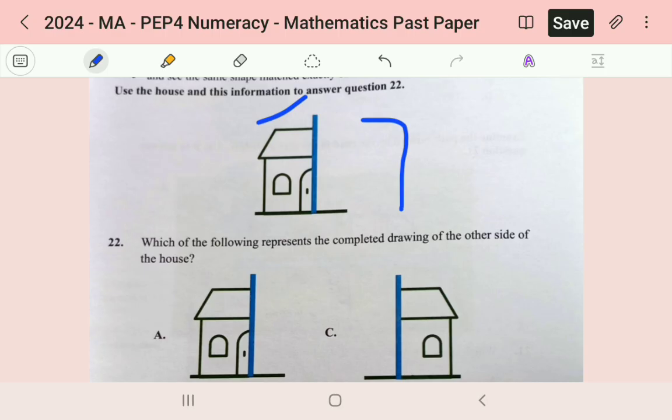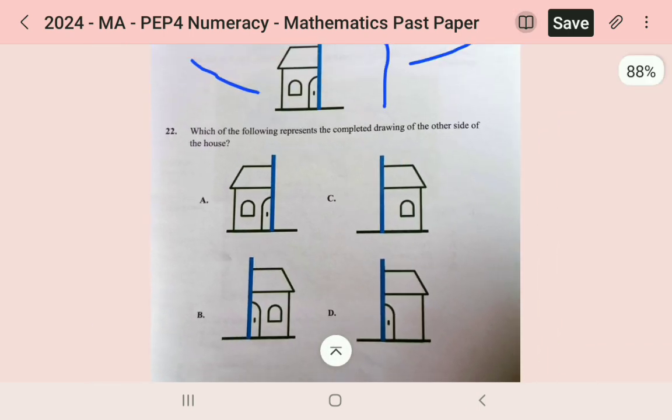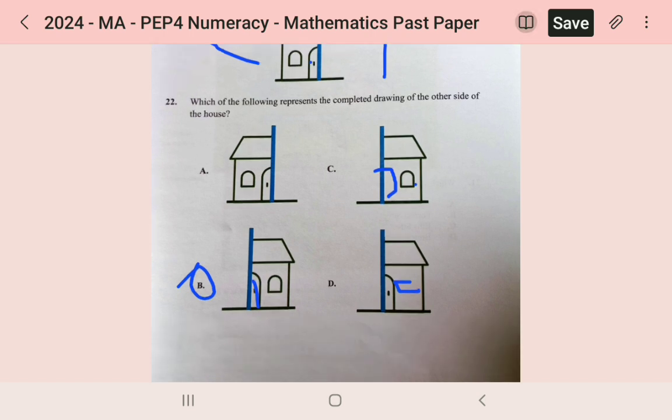Alright, this is the side you're working with. This side must look the same as this side. It can't be B. Would you say it's B? Or would you say it can't be C? Or it can't be D? Which one? Can't be C, because C does not have the other side of the door. It has the window and everything else. Can't be D, because D does not have the window. The answer is B. B has the other half of the door with that little knob. It also has the other window.